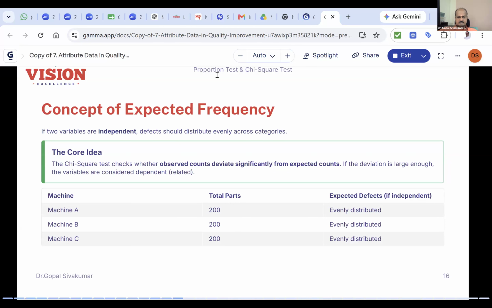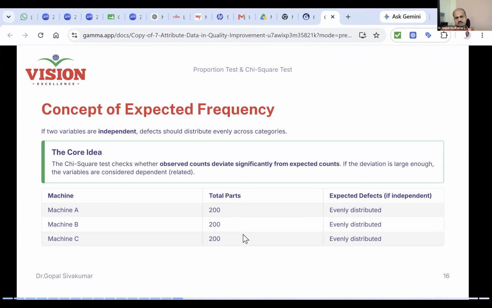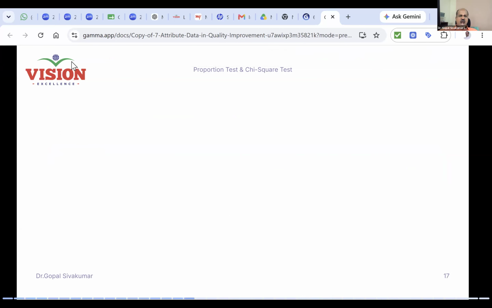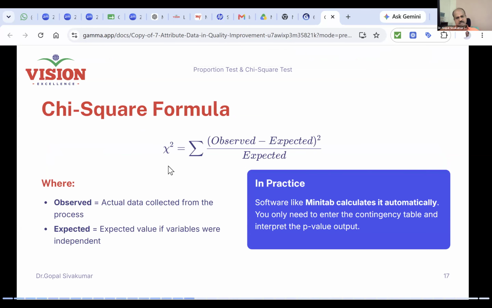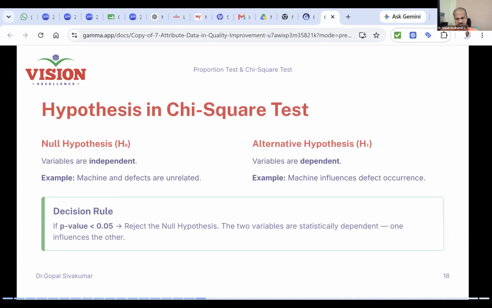Now imagine there are three machines: machine A, machine B, machine C. 200 parts produced using each machine. The defects expected are equal across the machines. Why? Because all of them are the same machines, so the expectation is equal. In chi-square test, the formula for chi-square is the difference between observed value and the expected value is squared, and then that is divided by the expected value. We'll see that in a live case.